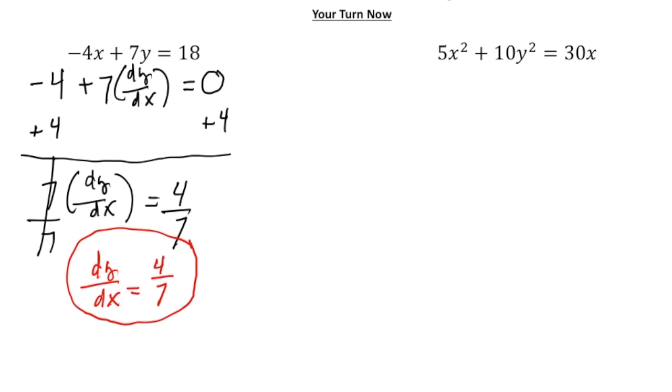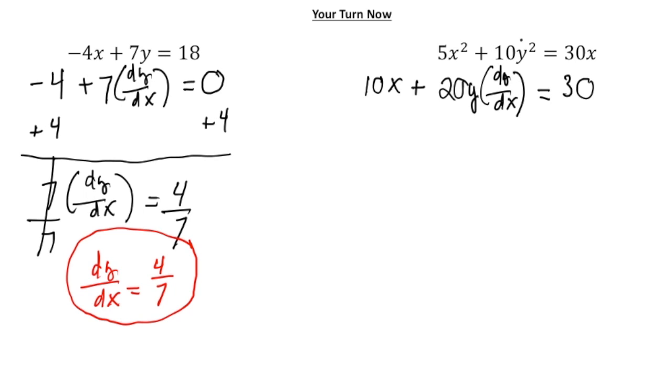Okay, the second problem, we have 5x squared plus 10y squared equals 30x. All right, so again, the derivative of 5x squared is going to be 10x plus, now 10y squared, that we're going to use the power rule, right? So that's going to be 20y, we also include the dy over dx. And that's going to equal the derivative of 30x is 30.